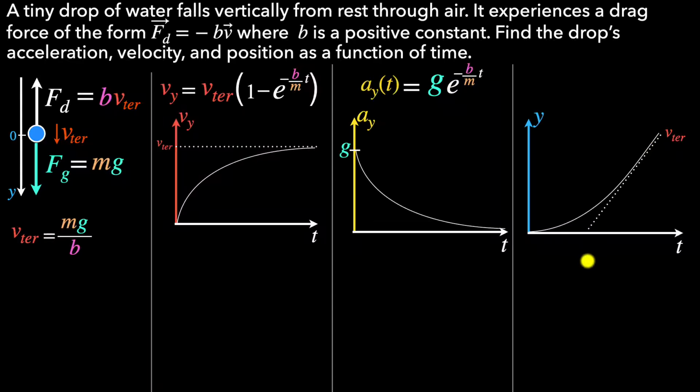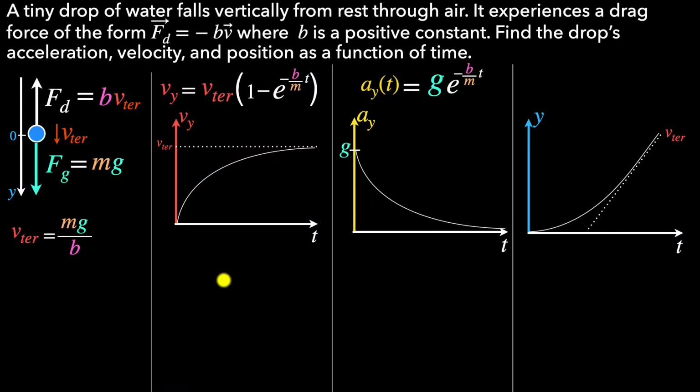And again, we can double check just to be sure. We can draw the slope over here, which represents the velocity. And notice initially the slope is 0. The velocity is 0. And then as time passes by, the velocity increases, the slope increases. But eventually the slope, look, asymptotically approaches the terminal velocity. Beautiful, right? This is the full story of our raindrop.